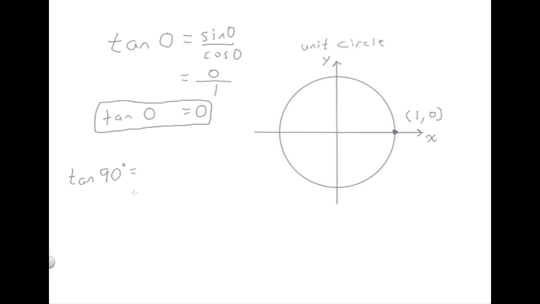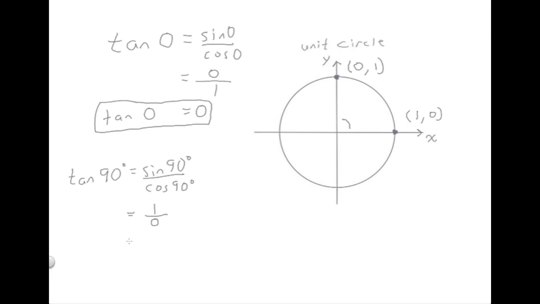Please pause the video and try this problem. Well, 90 degrees would take us to this point, and you should know the coordinates of this point are 0 and 1. Remember, when we write coordinates, we always write the x-coordinate first and then the y-coordinate. So the tangent of 90, according to our rule, would be the sine of 90 divided by the cosine of 90. Well, the sine here is the y-coordinate, which is 1, and the cosine here is the x-coordinate.